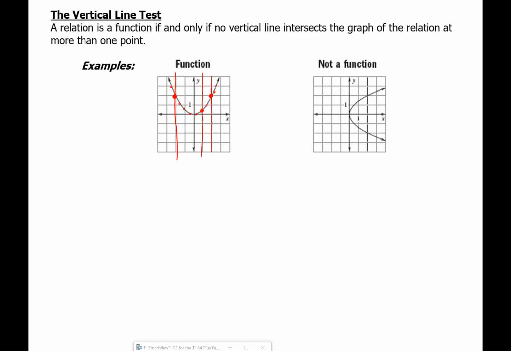Now, if you look at the second graph that says not a function, the problem with this relation is if I have my vertical line and I'm looking at where it hits the graph, it hits at 2 places. That means this is not a function because the domain, the x values, repeat. It fails the vertical line test because it hits at 2 points.